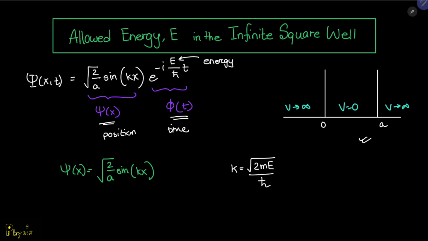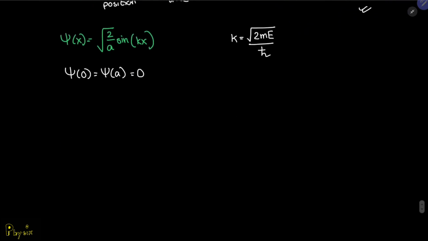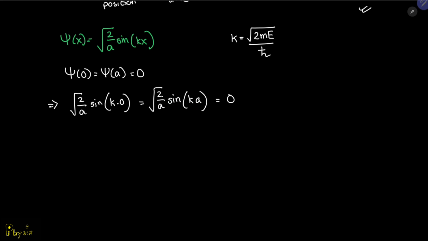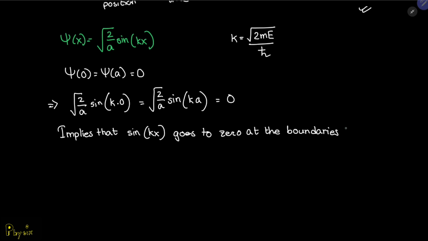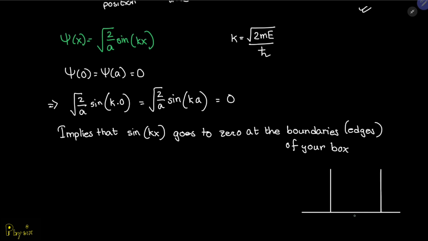Now remember that our boundary conditions demand that psi of 0 should be equal to psi of a, and this should be equal to 0. And if we plug in the values of x being 0 and x being a, we will find that the sine of ka goes to 0 at the boundaries, which means the edges of your box.